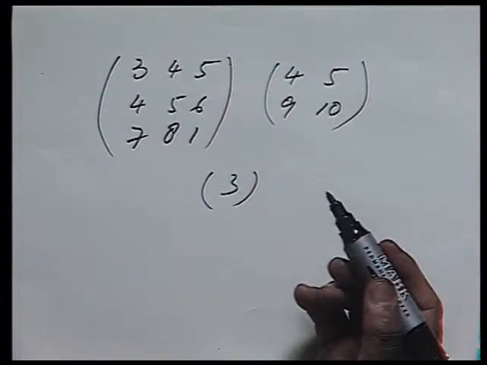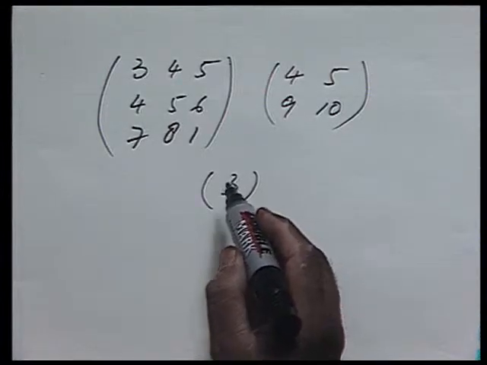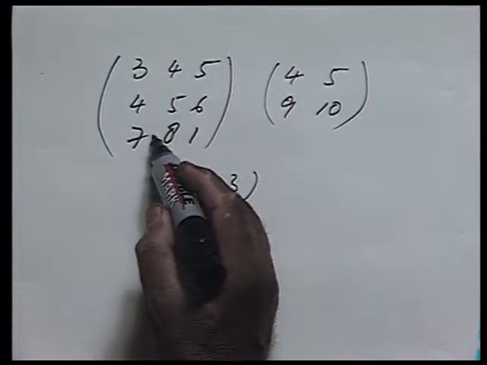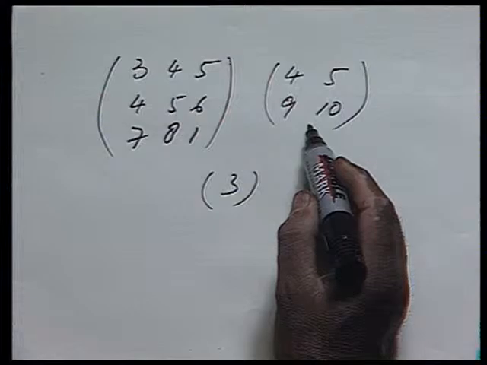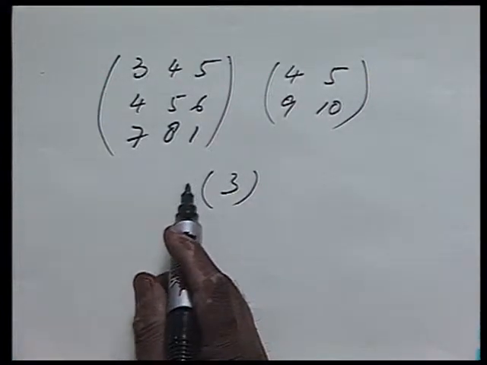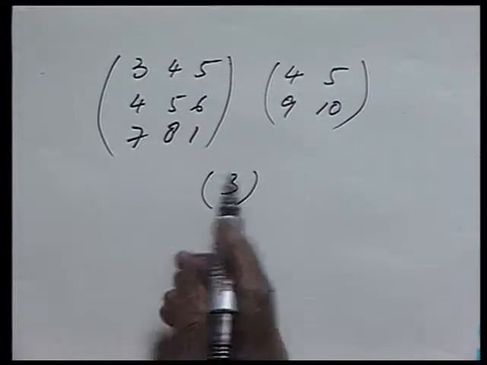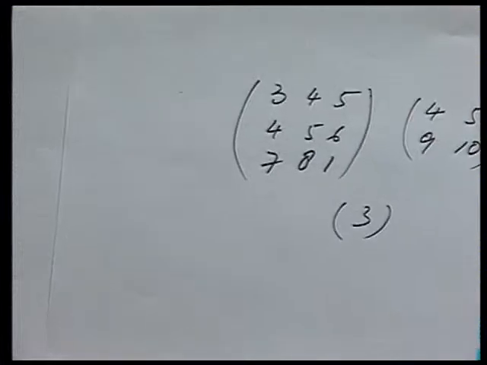One row, one column. So, a single item, element, entry gives us a square matrix. This is a square matrix. This is a square matrix. This idea of square matrix leads us on to very many other kinds of matrices. Let us try to have a look at those.